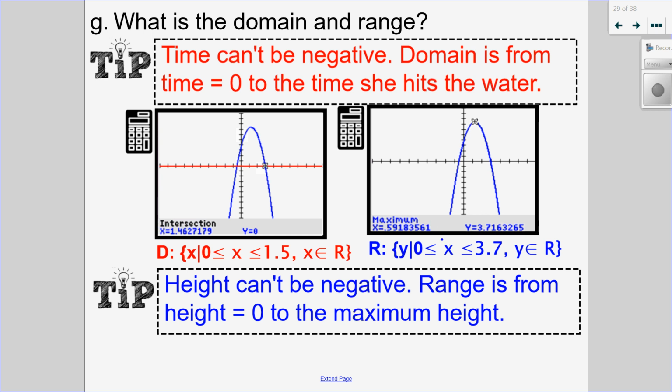Oh, and there's a little typo there. Let's change that to a y. That y has to be greater than 0 but less than or equal to 3.7, still an element of the reals.